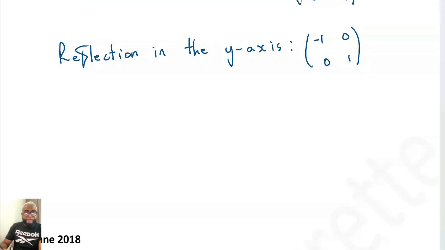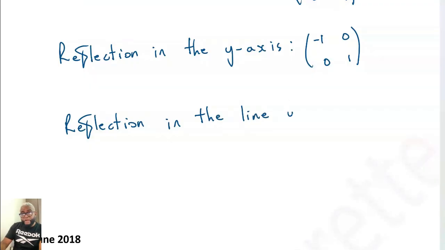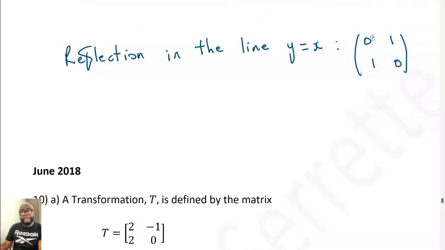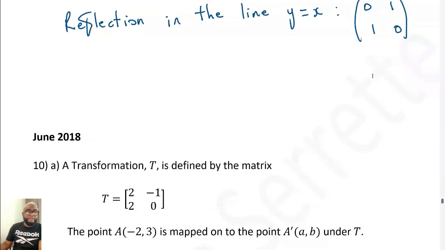Then we have a reflection in, now you'll have to learn these things, in the line y is equal to x. So that will be 0, 1, 1, 0. This is not the identity matrix, guys. The identity matrix will be 1, 0, 0, 1.